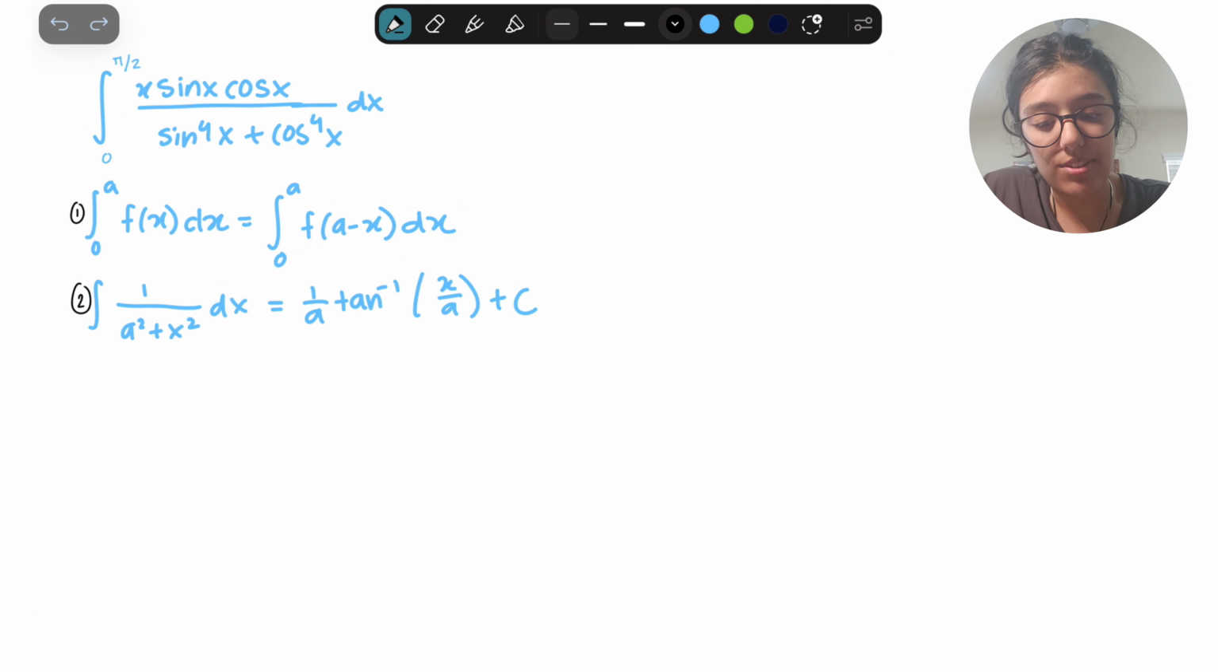But we are going to be solving this integration problem. Integration 0 to pi over 2 of x sine x cos x dx over sine to the power of 4x plus cos to the power of 4x. And I've given you two hints if you want to give this problem a go on your own, but right now I'm going to go over the solution.